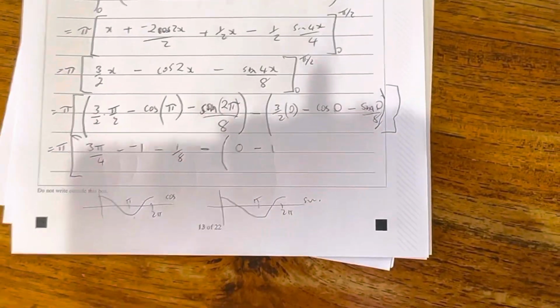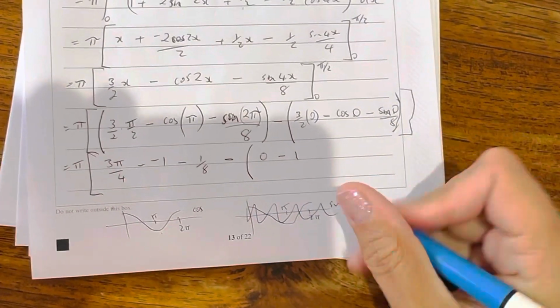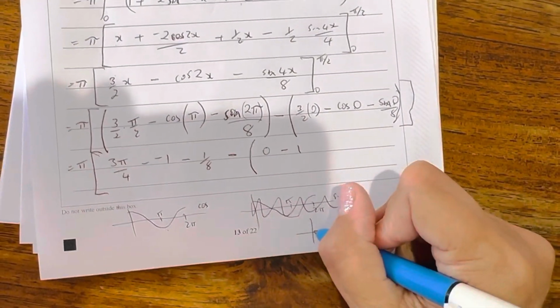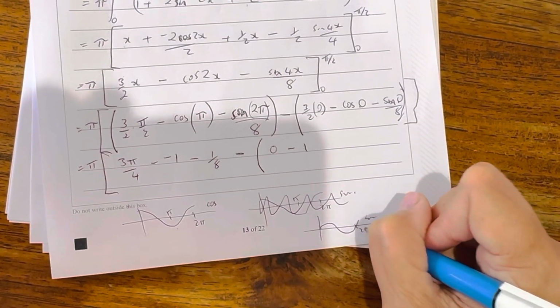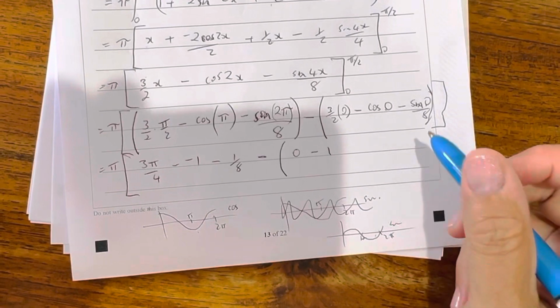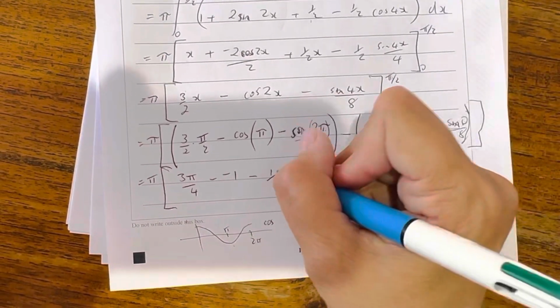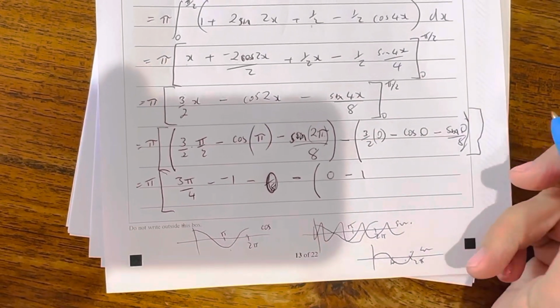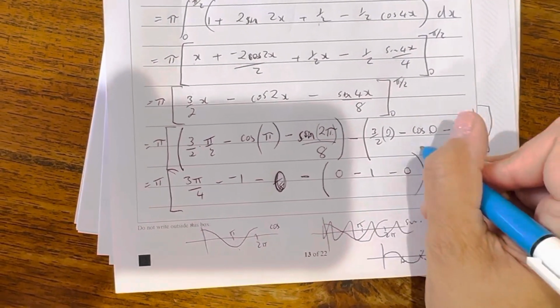Oh man, where's my thinking gone? I messed up sine, didn't I? For those who are going, you've messed it up, you're right. There's sine of 2 pi. So the sine of 2 pi was 0. And the sine of 0 is 0. That sounds better, doesn't it?